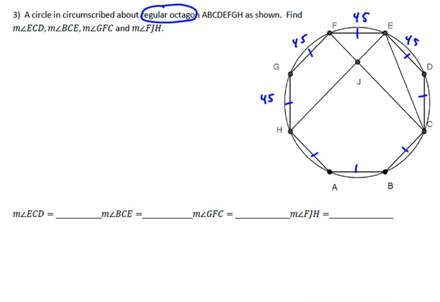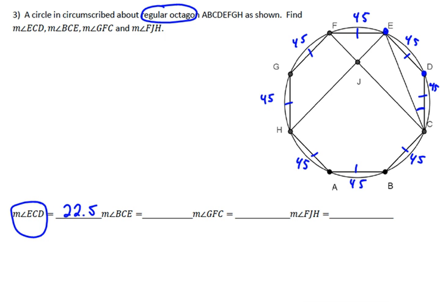And so now, knowing the theorems we know, we can find out a lot about this octagon. The first thing we're going to do is find ECD. Well, ECD is right here. And ECD is an inscribed angle. C is on the circle. And the arc endpoints of ECD are E and D, which has an arc of 45. So ECD is just half of 45, or 22.5.